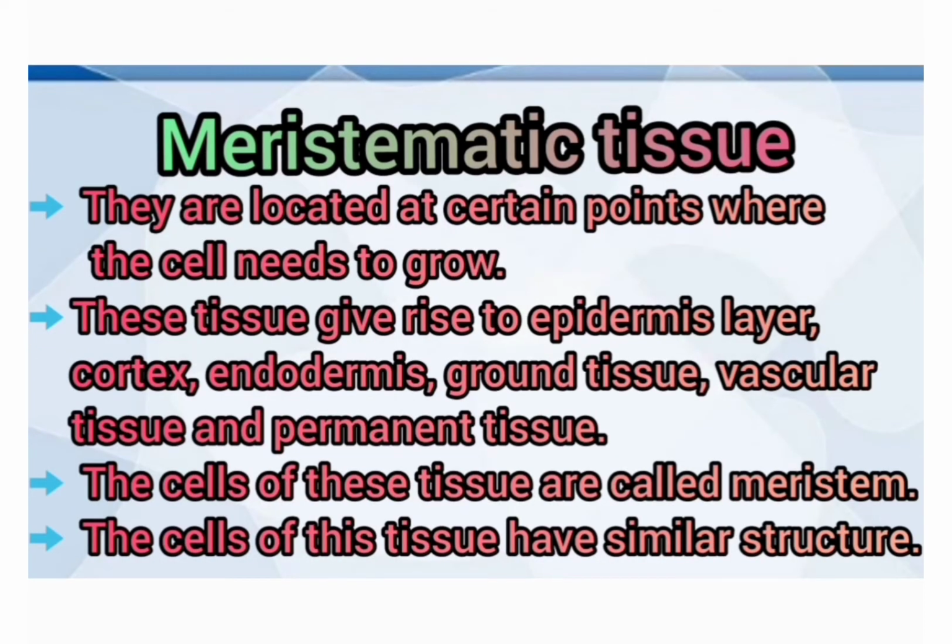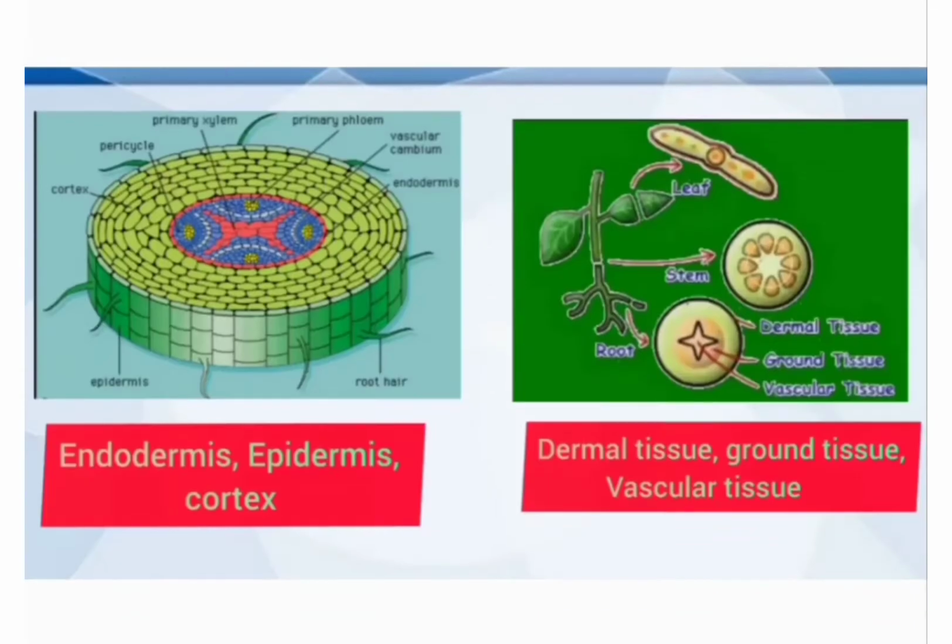Meristematic tissues are located at certain points where the plant needs to grow. These tissues give rise to the epidermis layer, cortex, endodermis, ground tissue, vascular tissue, and permanent tissue also. The cells of these tissues are also called meristem. The cells of this tissue have similar structure. Here the endodermis, epidermis and cortex are given, and also the dermal tissue, ground tissue and vascular tissue are given.